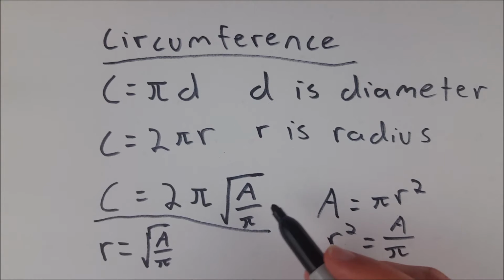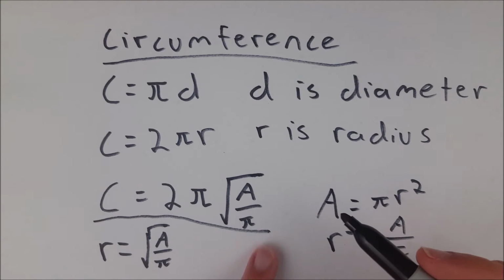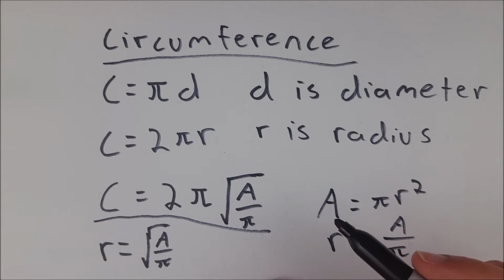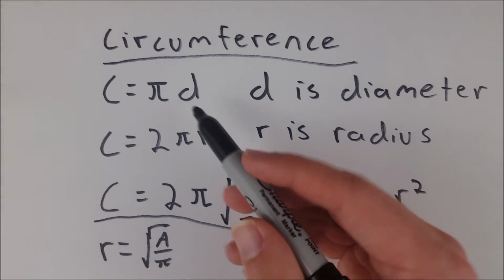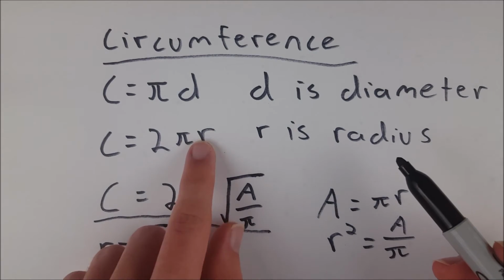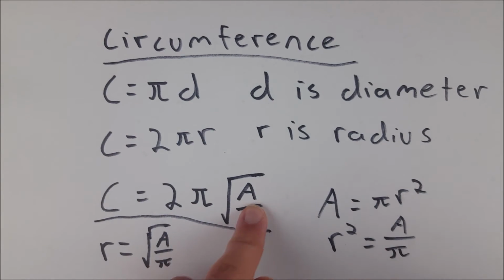That's the only variable here. You got a couple pi's, you got a 2, so if you know the area of the circle and you want to know the circumference, divide it by pi, take the square root, and then multiply that by 2 pi, and that is your circumference. So these are all of the three main circumference formulas, one for if you know the diameter, one for if you know the radius, and one for if you know the area of the circle you're working with.